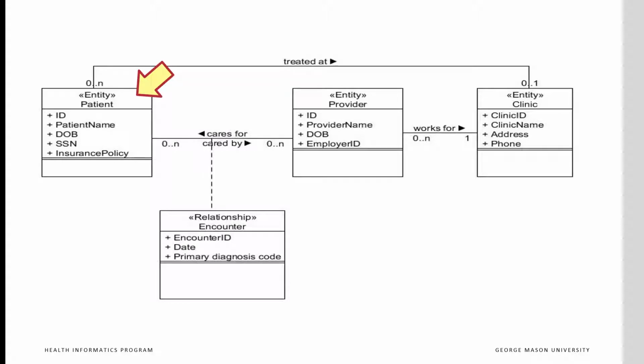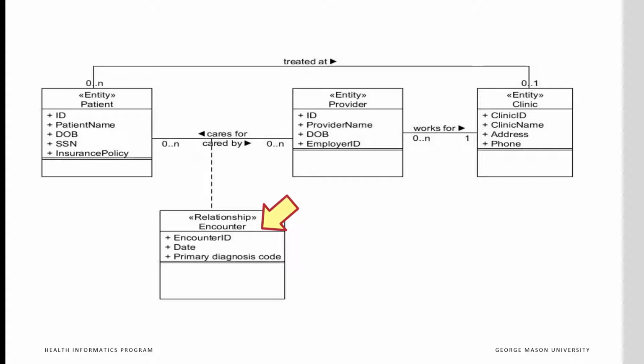We have three entities: patient, provider, and clinic. The attributes of each of these three entities are listed as fields within the three tables. Patient table has ID, patient name, date of birth, social security number, and insurance policy. The provider table has ID, provider name, date of birth, and employee ID. The clinic has clinic ID, clinic name, address, and phone.